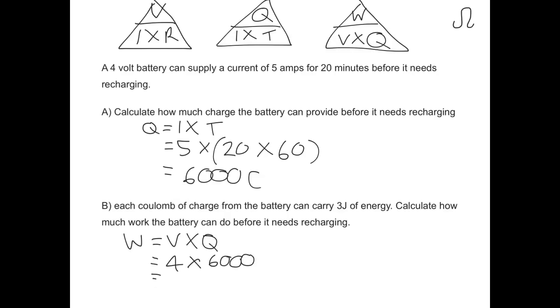So what's 4 times 6,000? Well, it is 24,000. And work done is measured in joules. So there's the answer right there. Okay, let's look at another type of question.